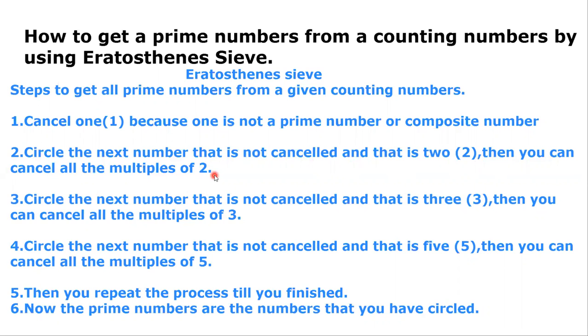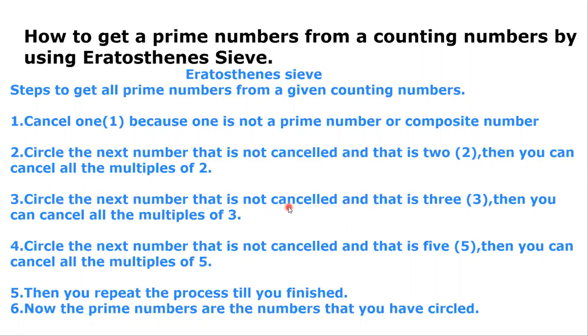Then you cancel all the multiples of what? 2. Are you okay? So after circling 2, you cancel all the multiples of 2. Then the next step is to circle the next number that is not cancelled. So you cancel 1, you circle the next number that is not cancelled, and that is 2. Then you cancel all the multiples of 2.